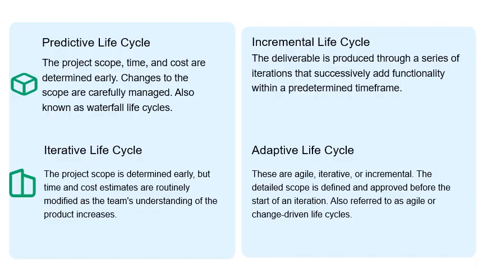Adaptive life cycle. These are again iterative or incremental, sometimes a combination of both, as well as predictive. The detailed scope will be defined and approved before the start of each iteration. Normally, this type of project is also known as agile or change-driven life cycles.